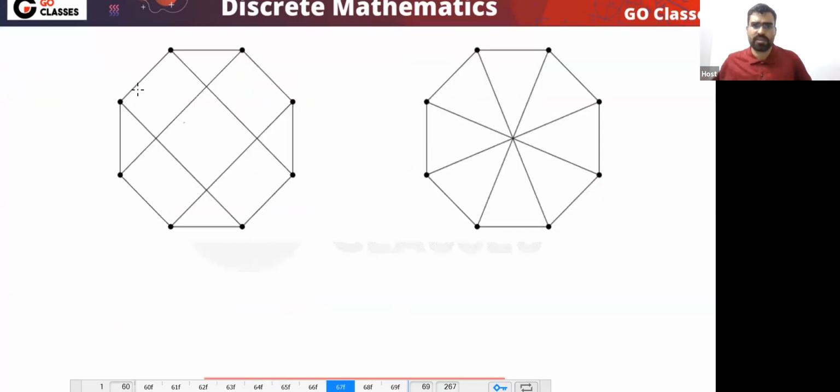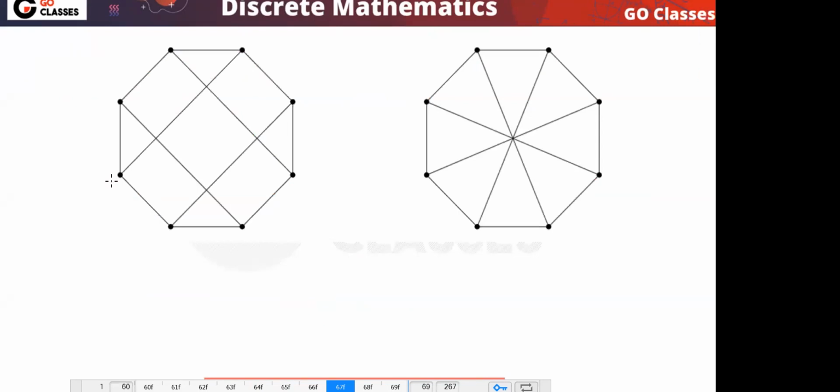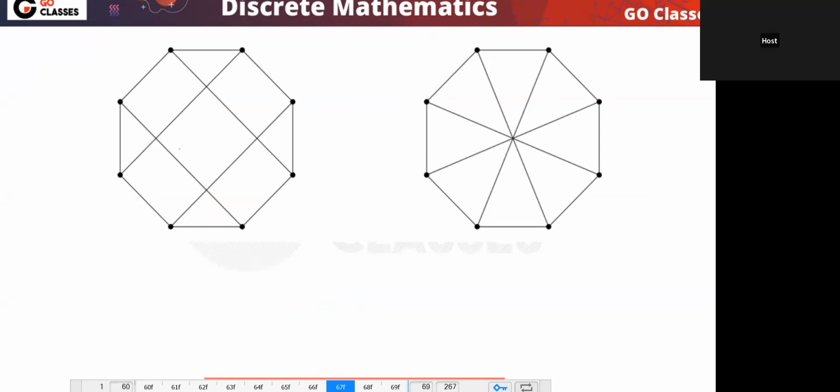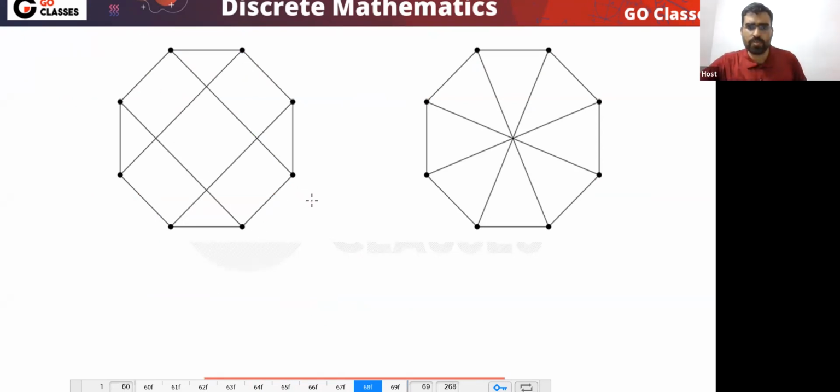Are these two graphs isomorphic? Tell me. This is not a vertex. Remember, this is not a vertex. So the number of vertices is actually the same. So why are they not isomorphic? They are actually not isomorphic. What is the reason they are not isomorphic? Can anyone tell me? Four length cycle.